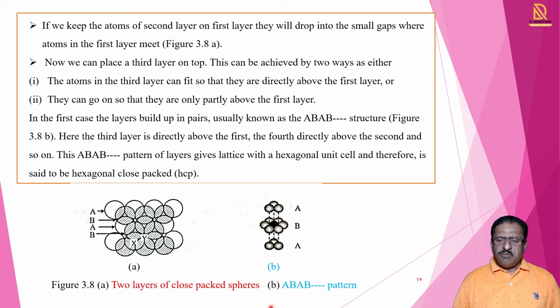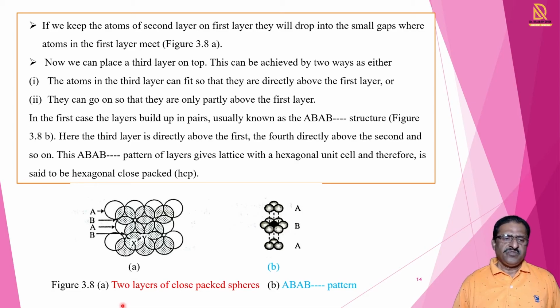Now we can place the third layer on this second layer. When we keep the third layer on this second layer, this can be achieved in 2 ways. In the first case, the atoms in the third layer can fit so that they are directly above the first layer, or second, they can go so that they are only partly above the first layer. So these are the 2 possibilities.